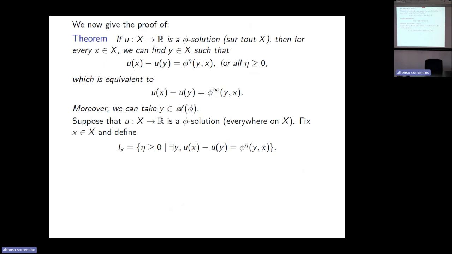So it's not finished. So this implies that, in fact, u of y minus u of x is phi of eta prime yx for all eta prime less than eta. So it's an interval. It's not really important here, but we will use it again. So it contains 0 and a positive number because it's a subsolution.